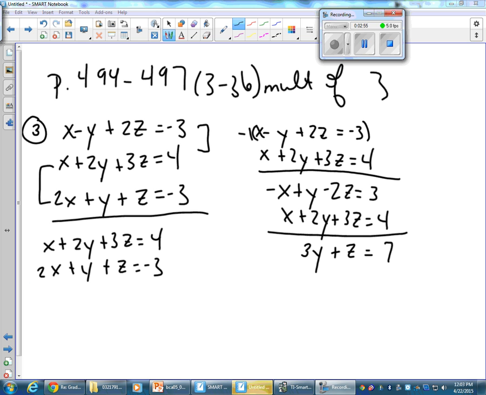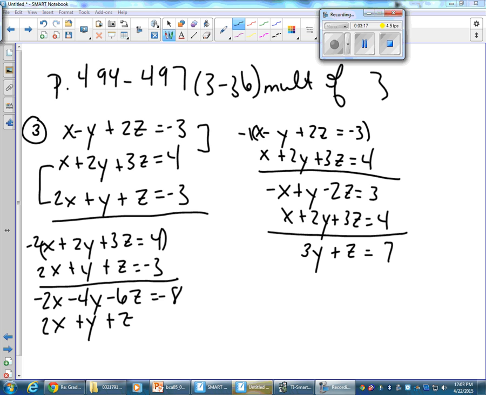All right, guys, what do I have to do to cancel out the x's? By negative 2. I'll multiply the top by negative 2, so they'll be opposite. So the top becomes negative 2x minus 4y minus 6z equals negative 8. I multiplied every single term by negative 2, and I'm going to keep the bottom just like it was. Now I'm going to add these 2 lines together, and the x's cancel. I get negative 3y minus 5z equals negative 11.